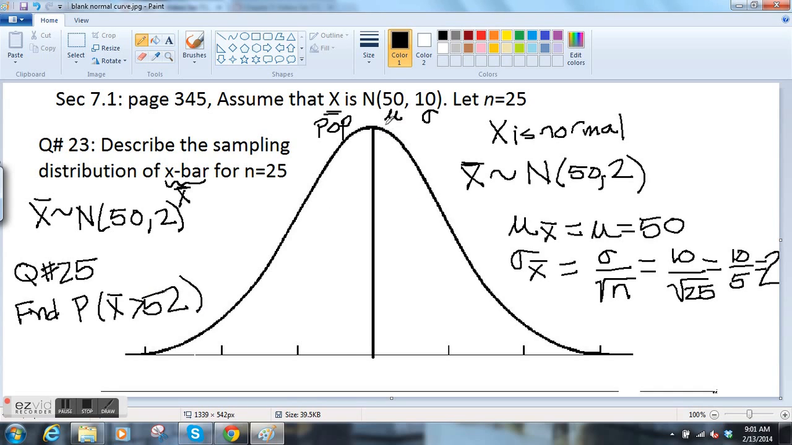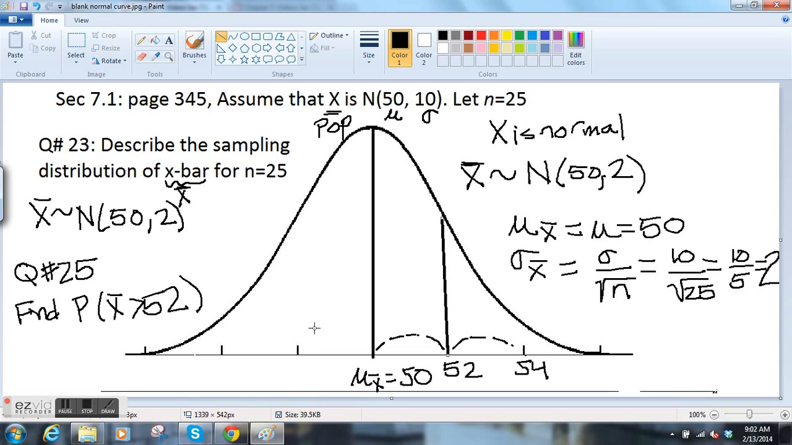Okay, so here's x bar. This whole curve, let's let that be x bar. The mean of x bar is equal to 50, and the standard deviation is 2. So each one of these hops is going to be 2. So this is 52, and over here would be 54. I'm not going to do them all because I only care about 52. So the probability that x bar is greater than 52. We're going to have to use that empirical rule. I can just feel it coming.